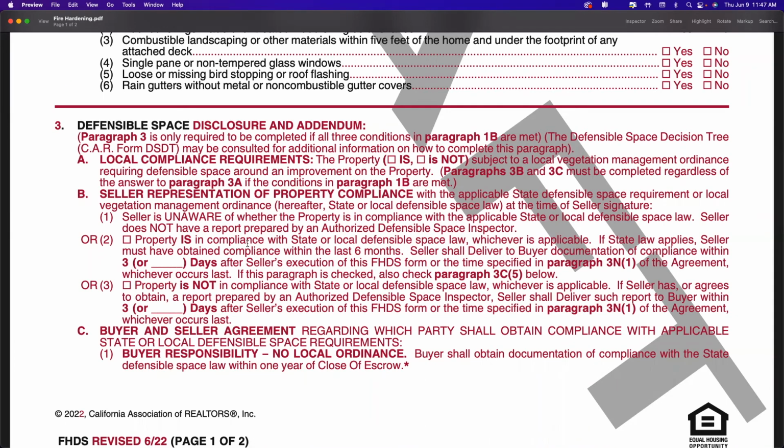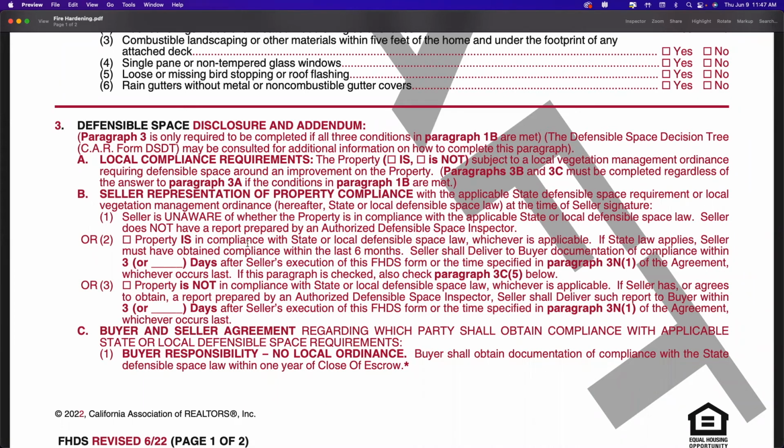Or the property is in compliance with the state or local defensible space law, whichever is applicable. If state law applies, seller must have obtained compliance within the last 6 months. Seller shall deliver buyer documentation of compliance within 3 days after seller's execution of the FHDS form or the time specified in 3N1 of the purchase agreement. Okay? Whichever occurs last. If this paragraph is checked, also check paragraph 3C5 below. We'll get to that in a minute.